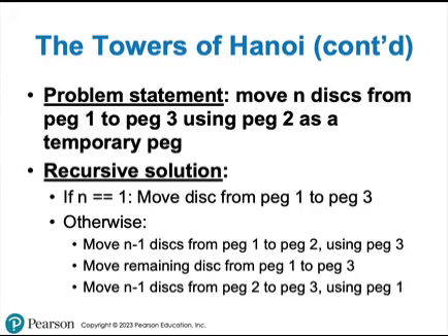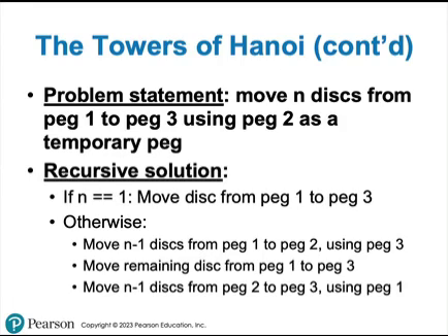So basically your problem is move n discs from peg 1 to peg 3 using peg 2 as a temporary peg. The base case, n equals 1, is you're going to move a disc from peg 1 to peg 3. Otherwise, you need to move n minus 1 discs from peg 1 to peg 2 using peg 3 as the temporary, and then move the remaining disc from 1 to 3, then move all the ones that are on peg 2 to peg 3 using peg 1 as the temporary peg.